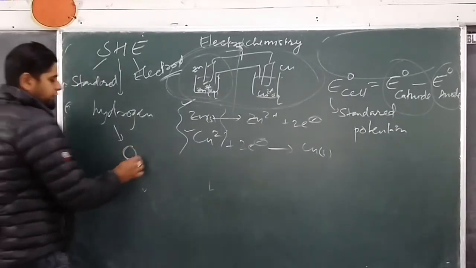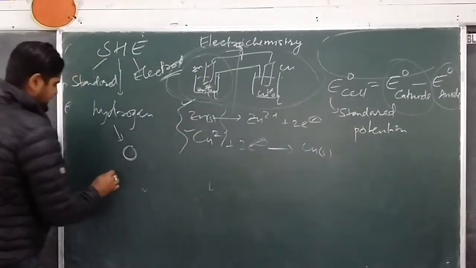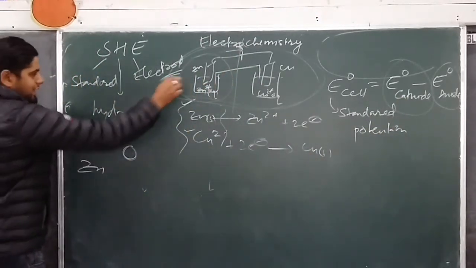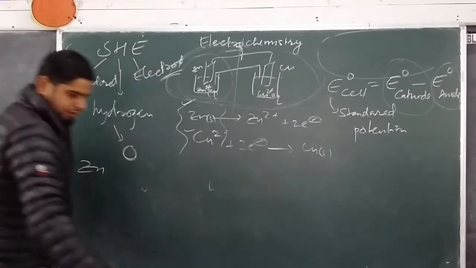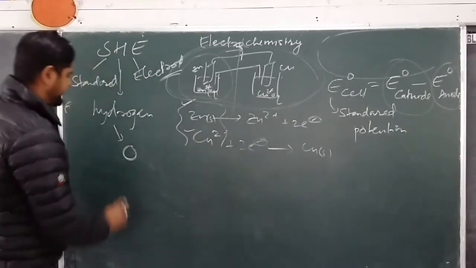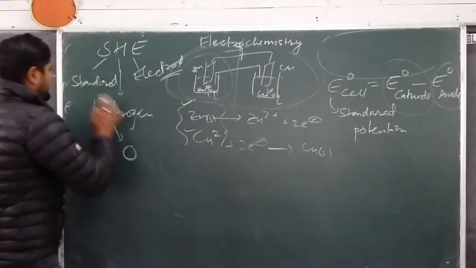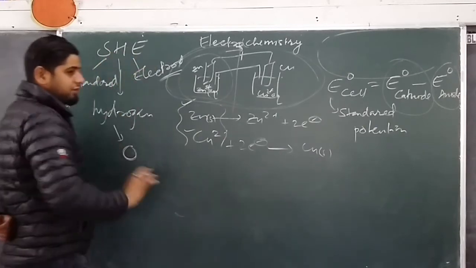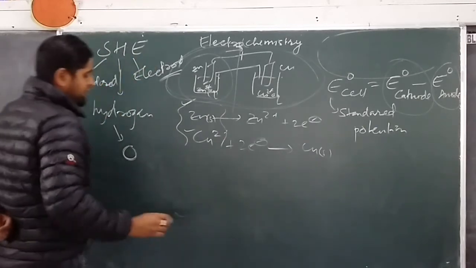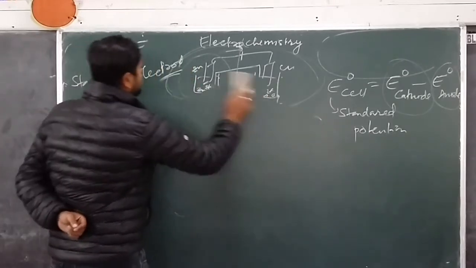And if you compare the electrode potential of the cathode with this, for example, we are comparing this zinc and hydrogen. Let's make it very simple. I have already provided the definition for standard electrode separately. Go through that. And now I am going to draw the diagram for SHE. It's very simple.